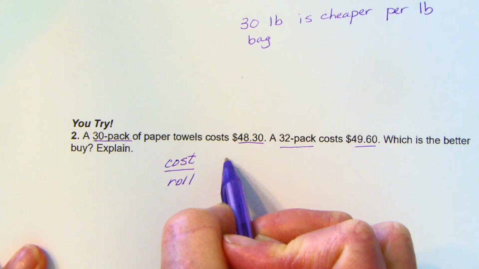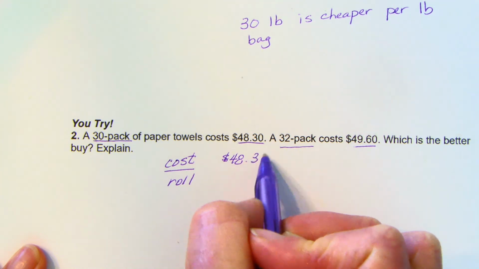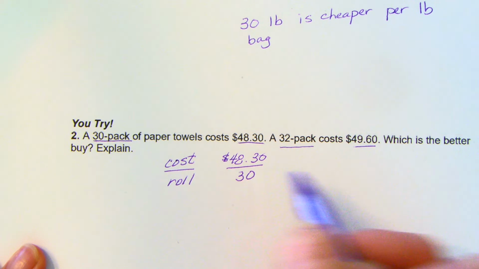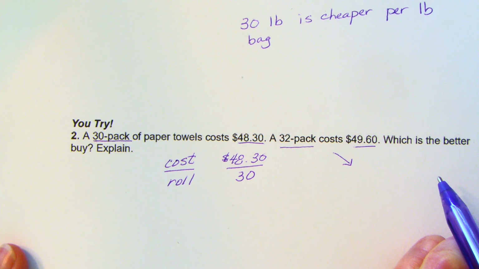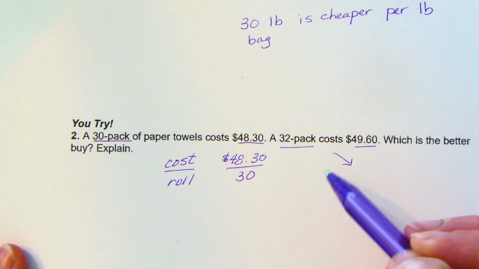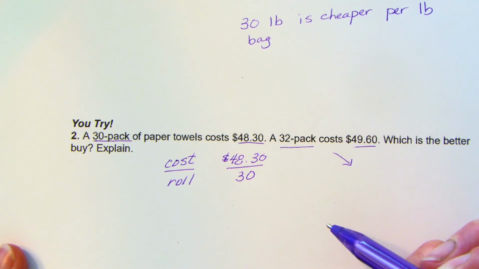All right, so let's substitute in. Then you put in the $48.30 per 30 rolls. All right, and then you do this math. And then you compare them and get the answer. All right, there will be a problem like this as one of your essential standards. And I'll expect you to do math, not to just guess.